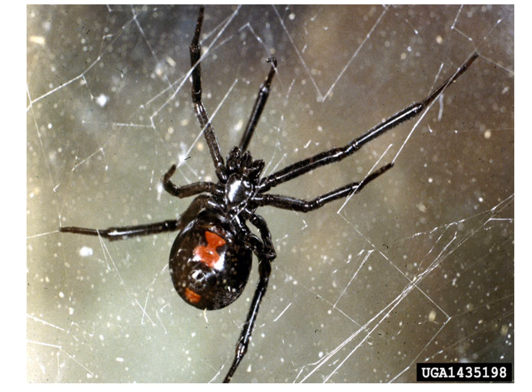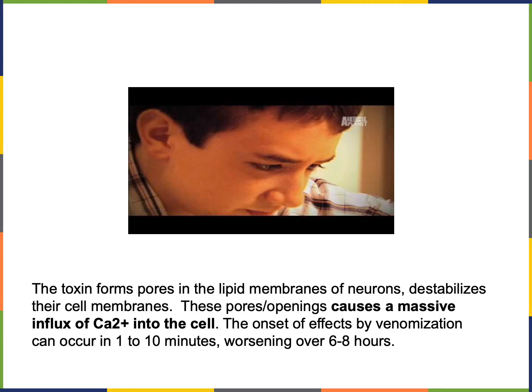But she is an excellent example. If you don't know what she is, a black widow. She's an excellent example of somebody that breaks the rules. So what she does, her venom actually pokes holes in the cell membrane. She destroys the rules.